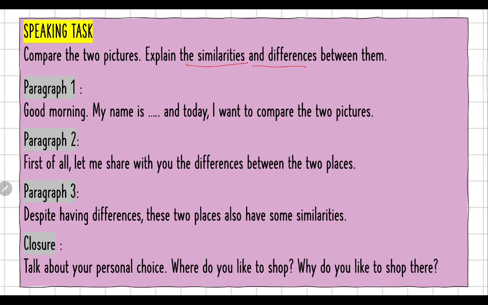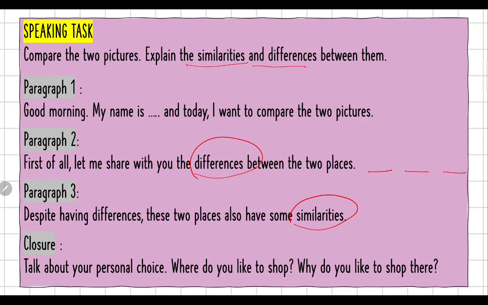Second paragraph, you talk about differences. First of all, let me share with you the differences between the two places. Lepas tu bagilah beberapa poin, 2 ke 3 poin ke. Okay, and then paragraph 3, you talk about similarities. Okay, despite having differences, walaupun ada perbezaan, these two places also have some similarities. Dua tempat ni juga ada persamaan. So you explain.